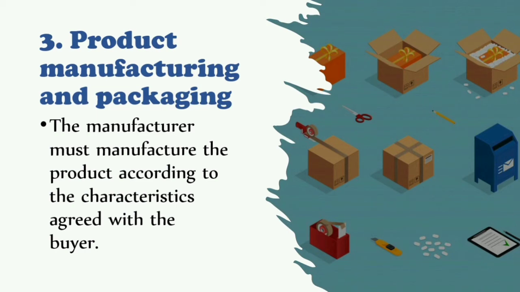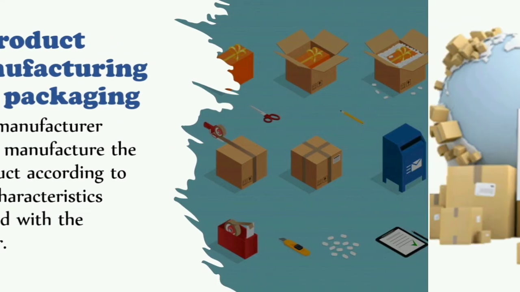Number three, products manufacturing and packaging. The manufacturer must manufacture the products according to the characteristics agreed with the buyers. You must also carry out product packaging and labeling that is appropriate both to the buyer's condition and to the requirements of the country of destination.